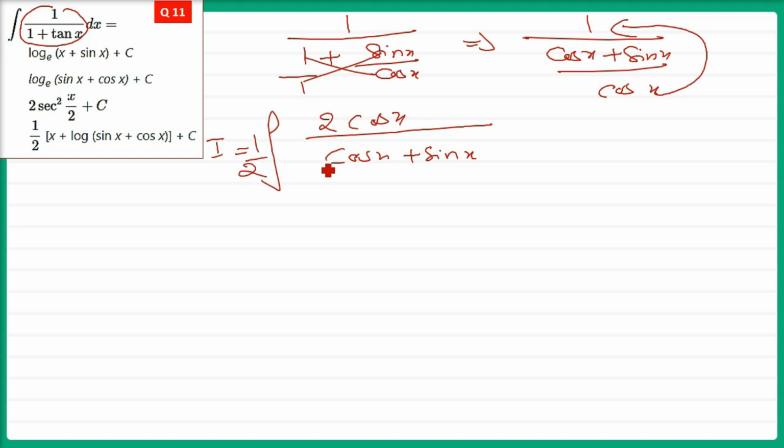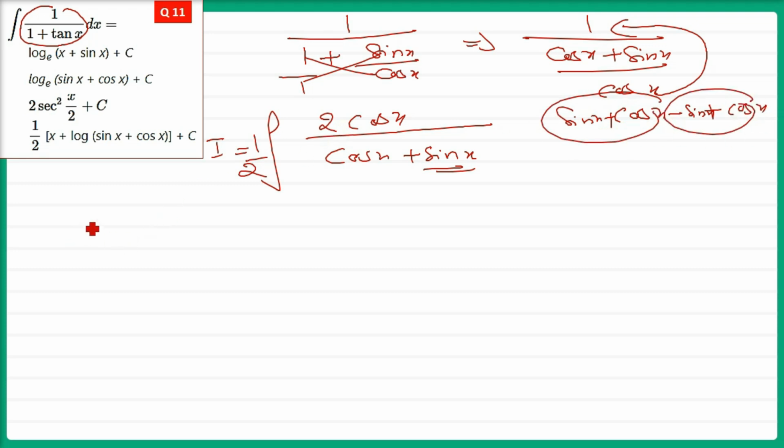So just multiply by 2 and 2. We multiply the numerator and denominator by 2. This 2 cos x can be written as, see, I am writing cos x and cos x. We ought to have a sin x here, so just add a sin x and then subtract a sin x. So this sin x plus cos x has come, which is actually the denominator, and cos x minus sin x has also come. So the integration will become like this.